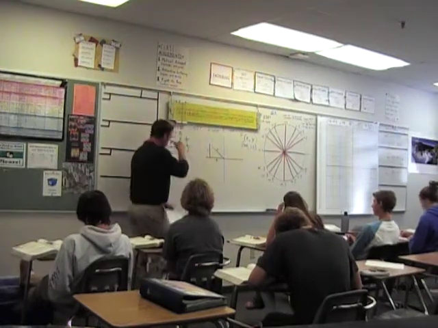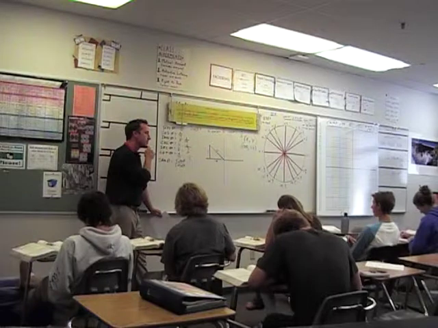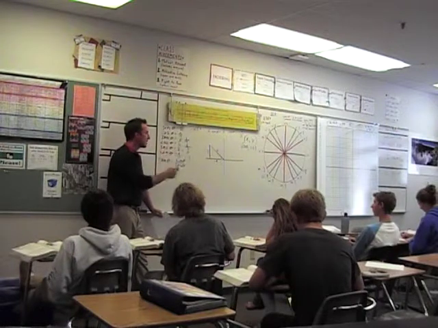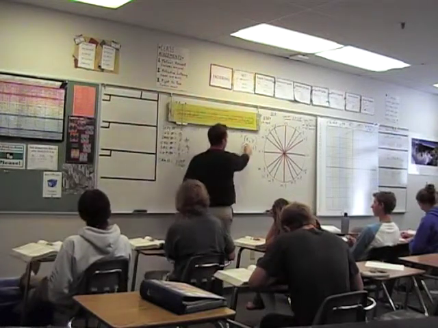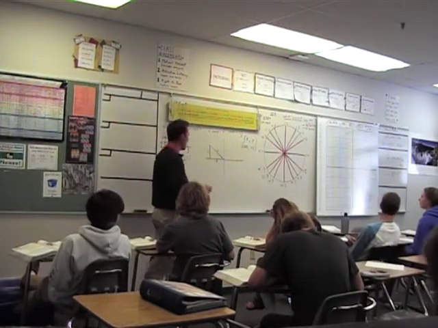Sine and cosine. How could you possibly memorize that in less than 5 seconds? C always goes before S. C goes before S. That's awesome. That's how I would do it. And X comes before Y. Bada bing, bada boom.